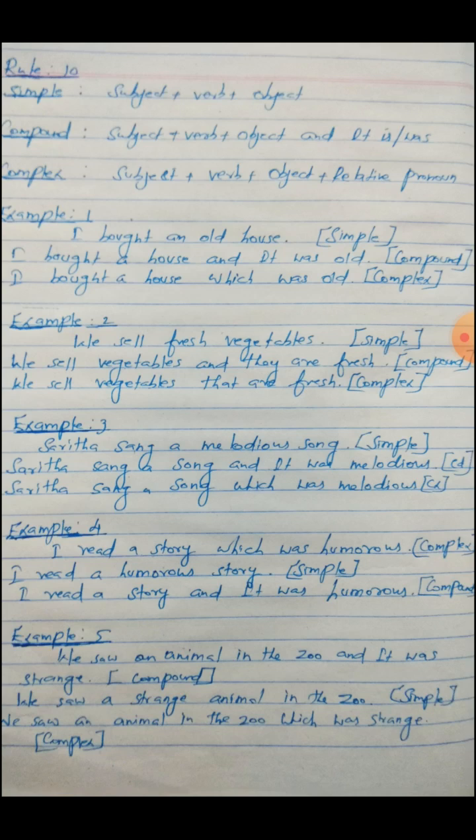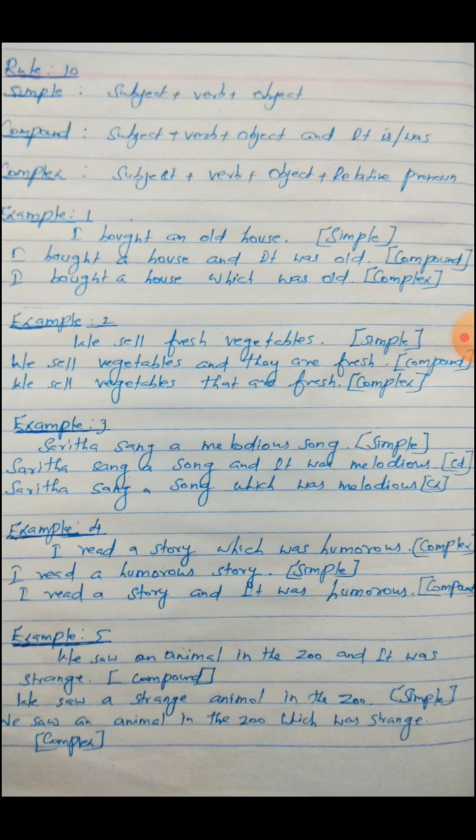Complex sentence: subject plus verb plus object plus relative pronoun. Relative pronouns: who, whom, which, that, where, when, how. These are all relative pronouns. So we can use the correct relative pronoun in a complex sentence. Subject plus verb plus object plus relative pronoun.